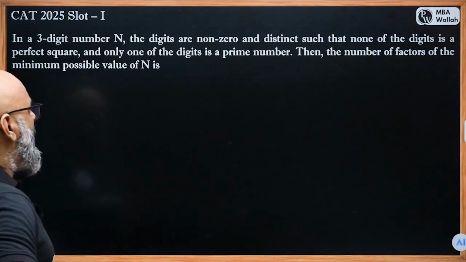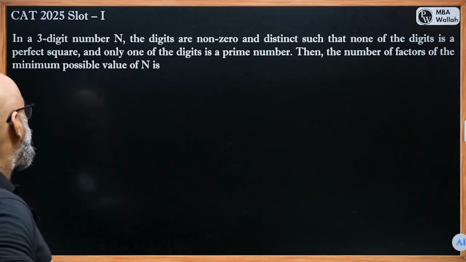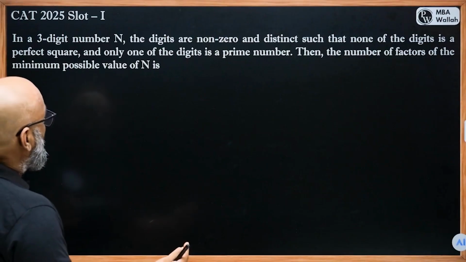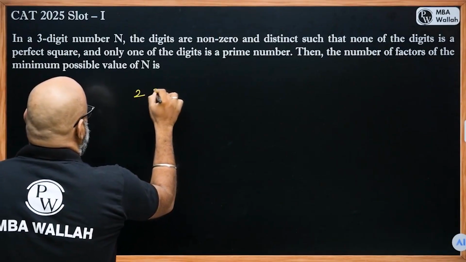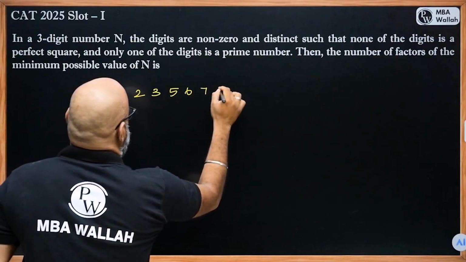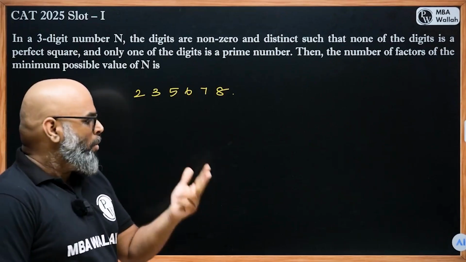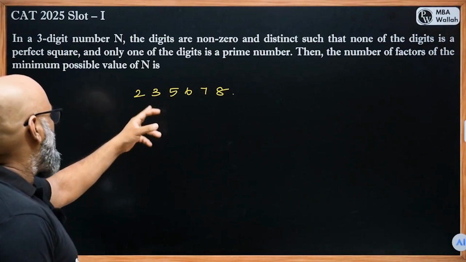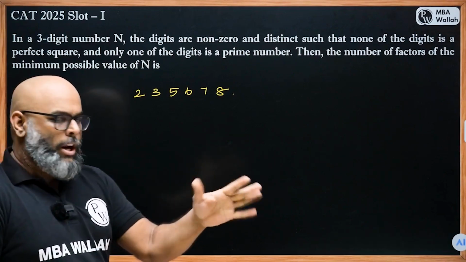A 3-digit number n, the digits are non-zero and distinct such that none of the digits is a perfect square. So you're thinking about 2, 3, 5, 6, 7, 8. Only these numbers are possible. 0 is not possible. 1, 4, 9 is not possible. Did I miss out on anything else? 2, 3, 5, 6, 7, 8 are possible. 0, 1, 4, 9 not possible.